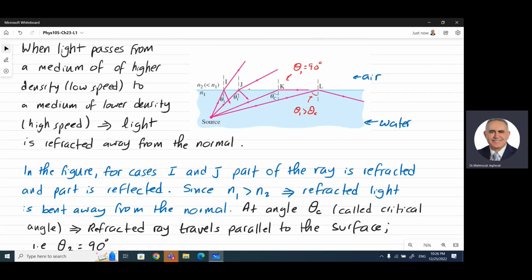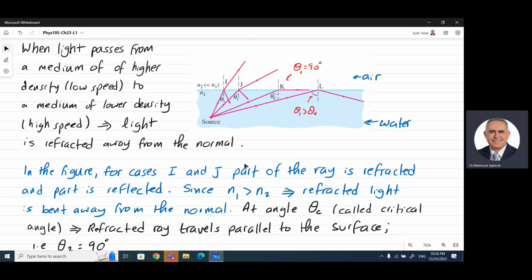So when does this happen? Total internal reflection happens when you have a medium of higher refractive index, or higher index of refraction, and this is a medium of low index of refraction. Then you can have total internal reflection. So what is the condition for total internal reflection? The angle of incidence must be greater than the critical angle. So what is the critical angle? The critical angle is the angle of incidence that leads to an angle of refraction of 90 degrees.